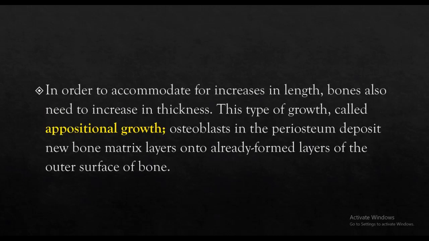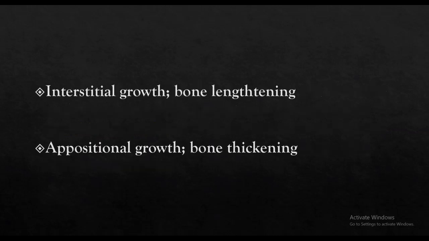In order to accommodate for increases in length, bone also needs to increase in thickness. This type of growth, called appositional growth, happens when osteoblasts in the periosteum deposit new bone matrix layers onto already formed layers of the outer surface of the bone. The clinical projection of the two cellular bone growth may be summarized as that the interstitial growth is lengthening and the appositional growth is thickening bone.